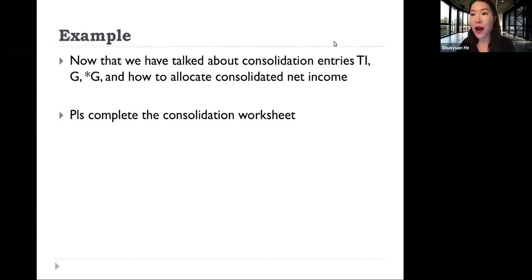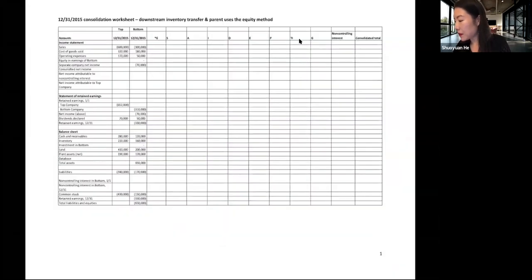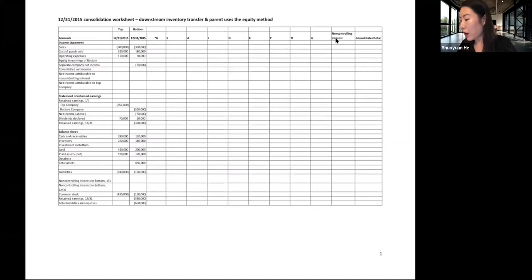So if you go on Island, you should have seen a handout uploaded in your Island. And this handout is basically made up of 4 consolidation worksheets.